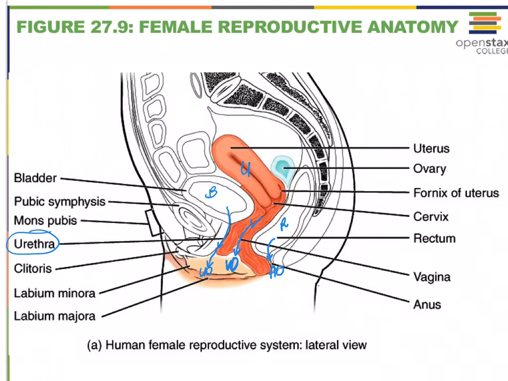So I labeled these three orifices to ensure that all of you remember that a female has three orifices, and if we start anteriorly, A for anterior, and move posteriorly, we're first going to see the urethral orifice, followed by the vaginal orifice, followed by the anal orifice. Just anterior to the urethral orifice, we're going to have a little structure referred to as the clitoris, which is very similar in histology and anatomy to the male's penis.